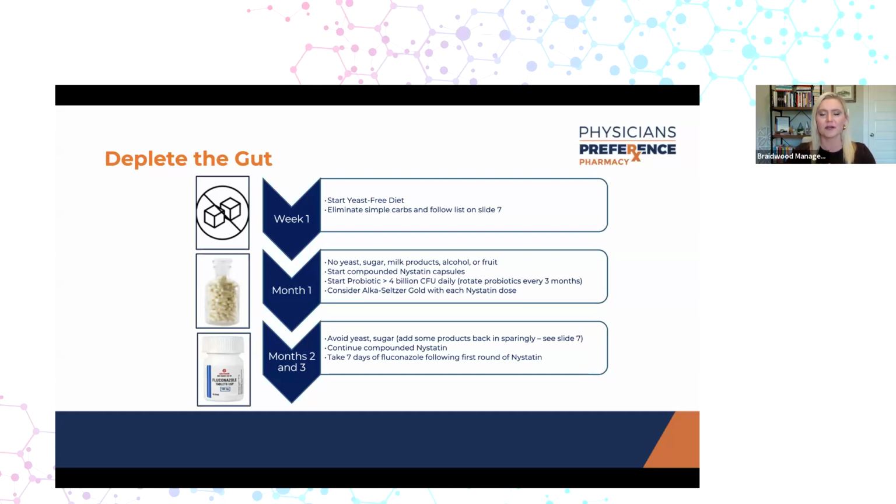During months 2 and 3, still important to avoid yeast and sugar. Adding some products back in sparingly. Again, you can go ahead and see slide 7 with the list of foods, and then continue with the compounded nystatin if their symptoms are showing to be bad enough to continue, which would be the original symptoms that they showed up with. And then again, take 7 days of fluconazole following that first round of nystatin.